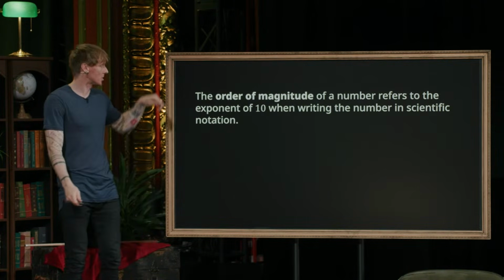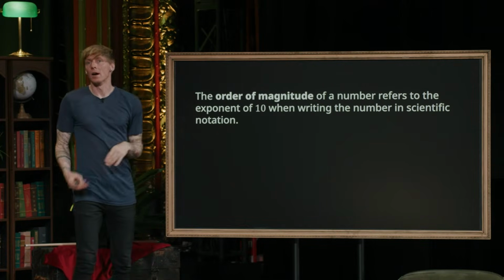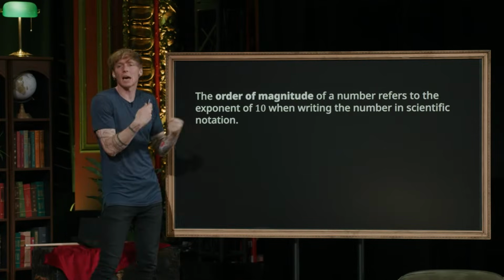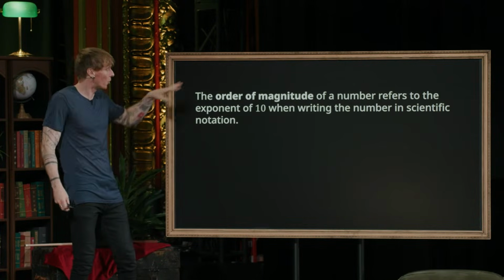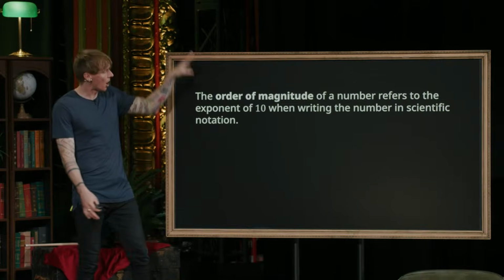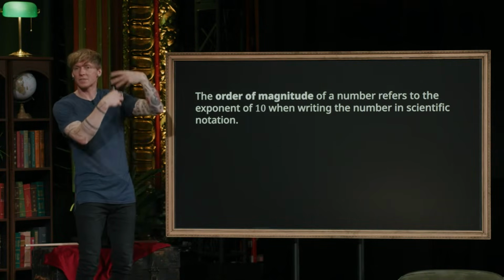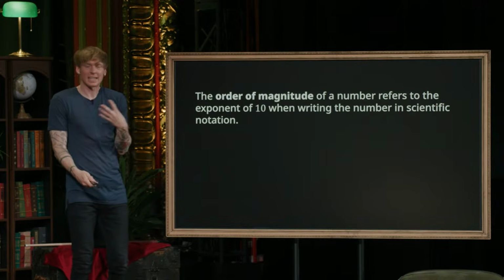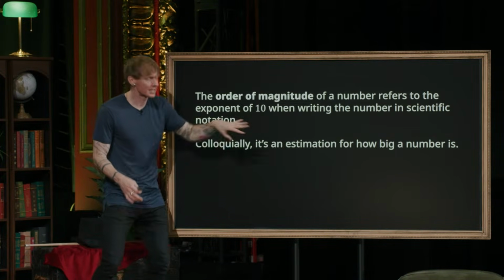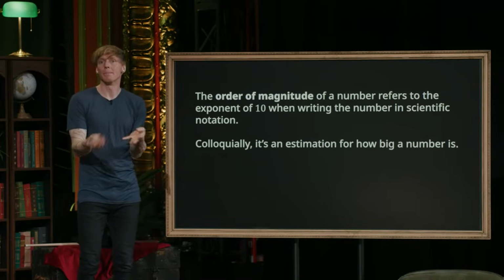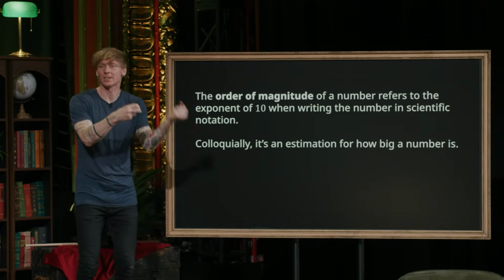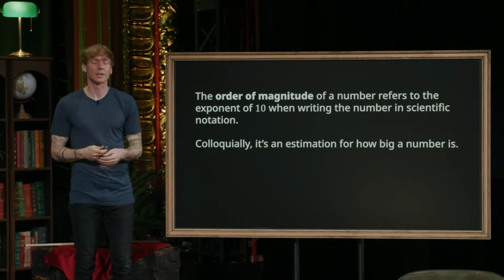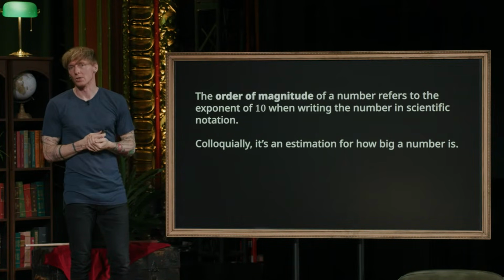In particular, an important term is the order of magnitude. This just gives us an idea of the size of a particular number. Formally, the order of magnitude of a number is the exponent of 10 when we write that number in scientific notation. But colloquially, it's just a nice estimation for how big a number is. We'll be working with the tens, the hundreds, the thousands, the millions. It's helpful to know the size of the number we're working with. That's when we might use the term order of magnitude.